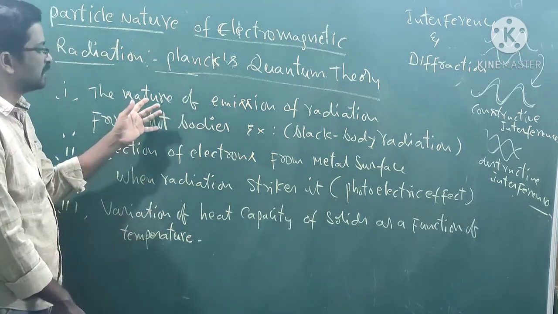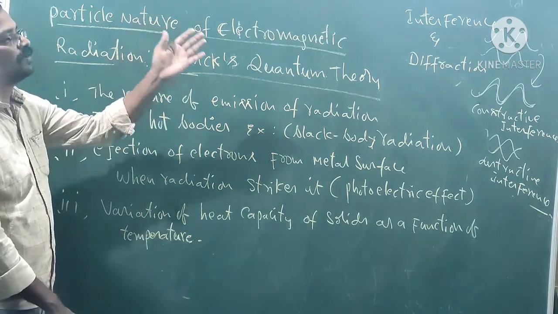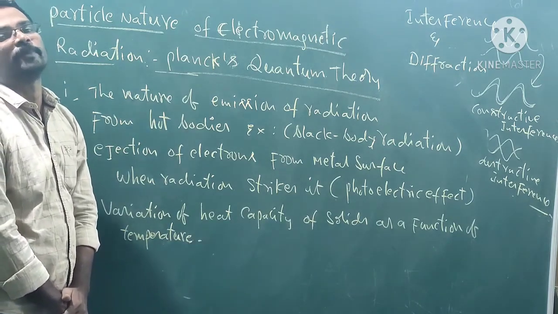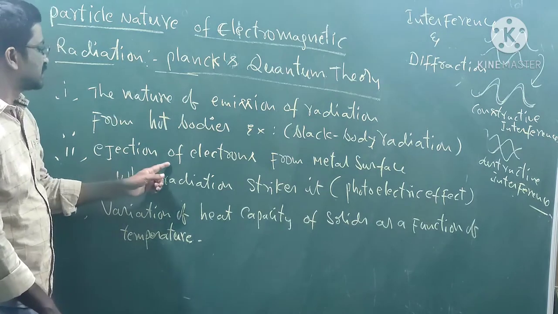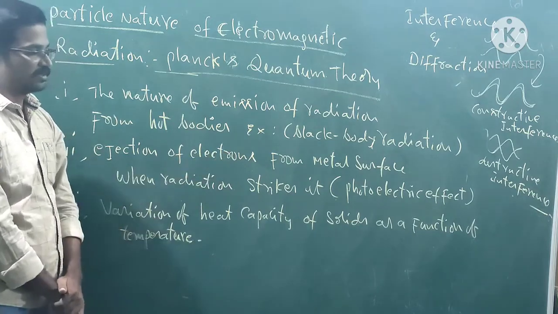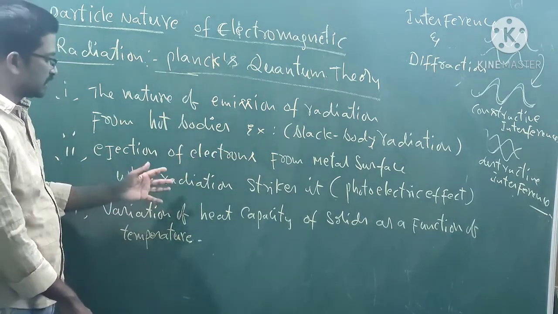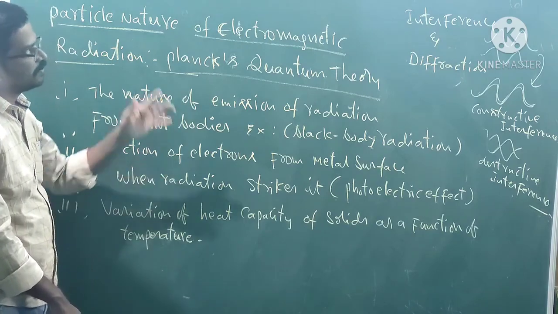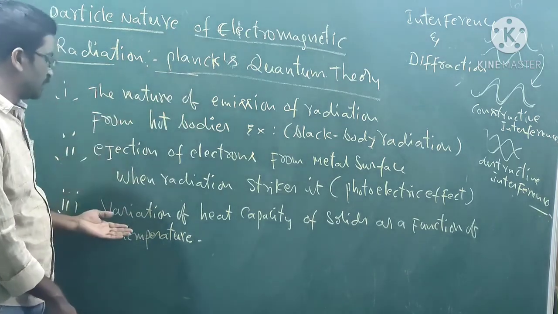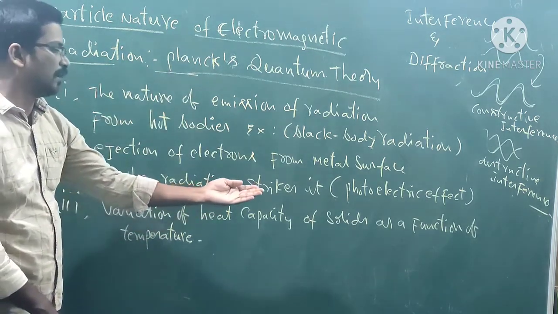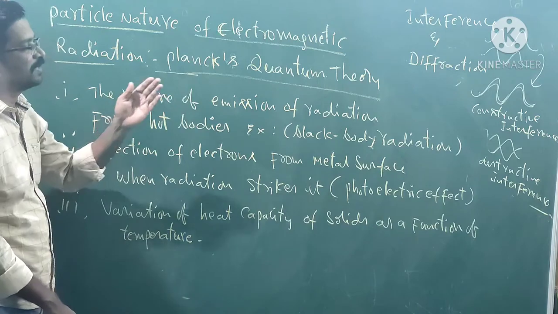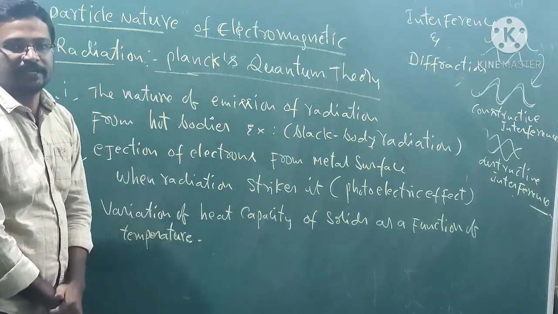The black body radiation concept is not explained by the wave nature of electromagnetic radiation. And also the ejection of electrons from a metal surface when radiation strikes it, that is known as the photoelectric effect, is also not explained by the wave nature. And then the variation of heat capacity of solids as a function of temperature is also not explained by the wave nature of electromagnetic radiation.